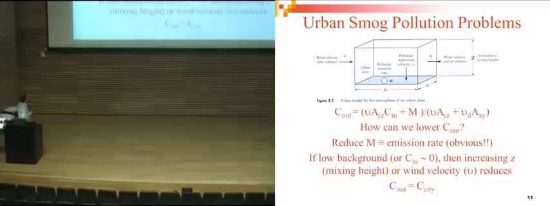So if we look at the way our mass balance equation is set up in terms of C out, the question is how can we lower that C out? If we want to reduce lead emissions, there are a couple of obvious answers. We certainly can reduce the mass emissions rate. If we reduce M, then C out is going to be reduced. The other opportunity here is if we have a very low background. If we increase Z, the mixing height, or the wind velocity, it'll also reduce the concentration going out. We don't have control over these issues, but certainly we can control the emissions rate for lead.